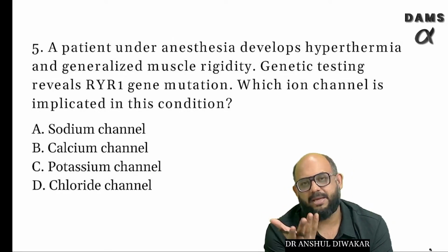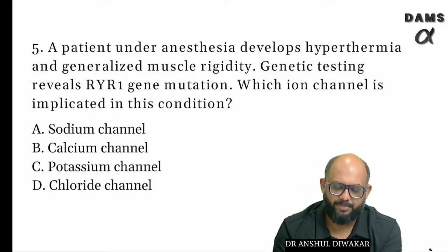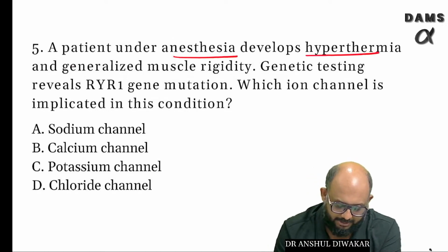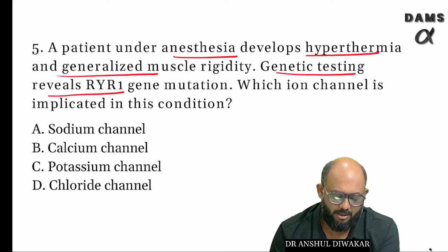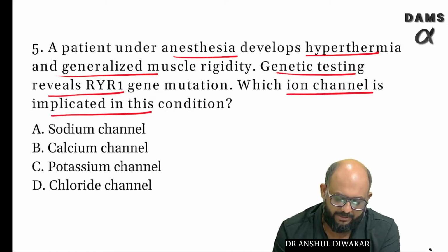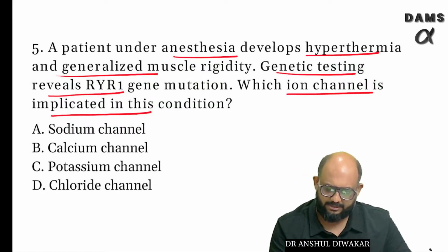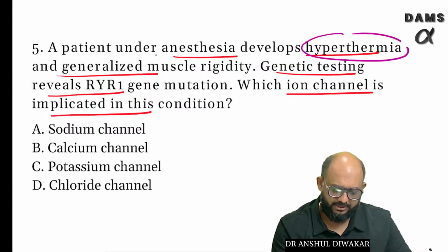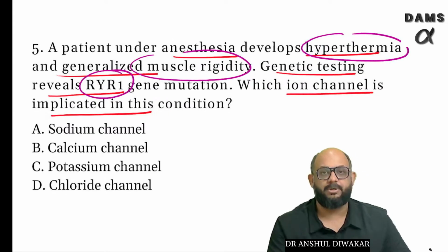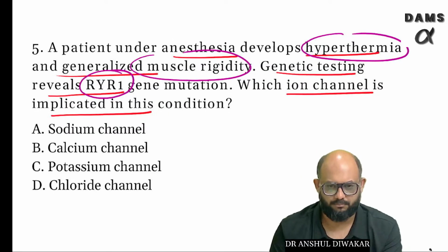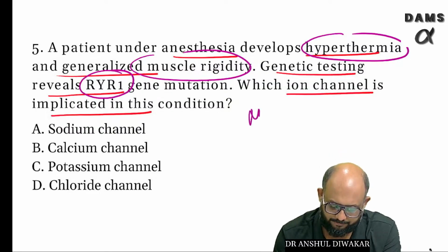Now, this was again an expected question. Again, a PYQ. Patient under anesthesia develops hyperthermia, generalized muscle rigidity. Genetic testing reveals RYR1 mutation. Which channel is implicated in this condition? So they kind of always give you the most important thing, that is hyperthermia, rigidity. Here they also gave ryanodine receptor mutation.